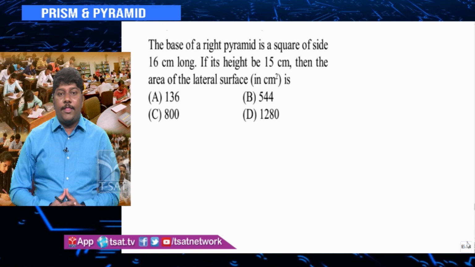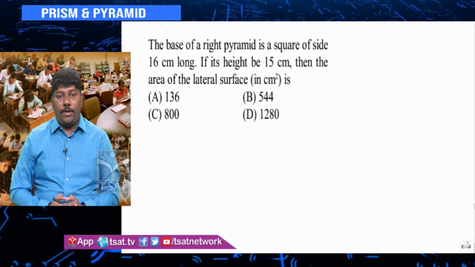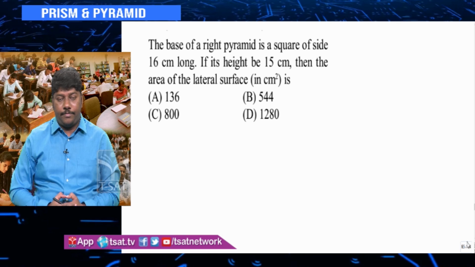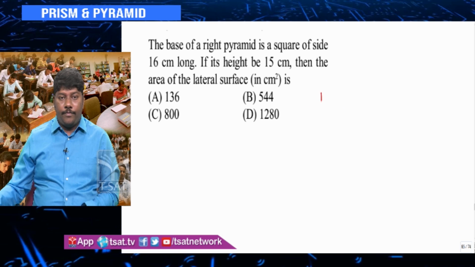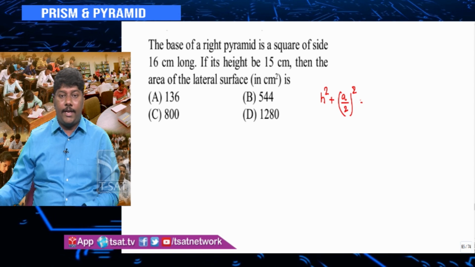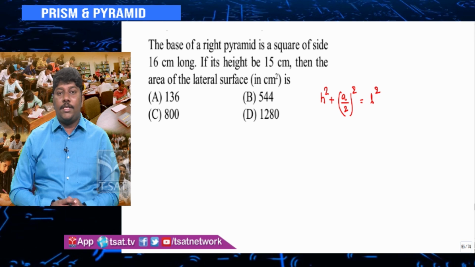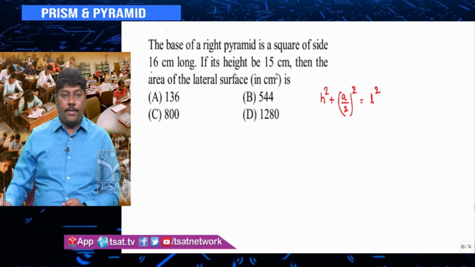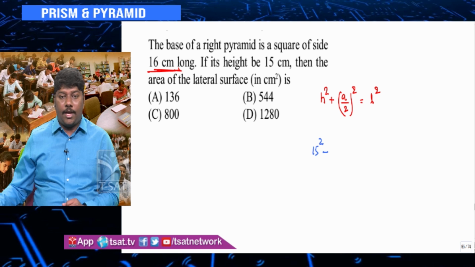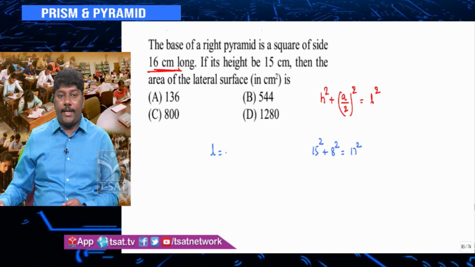Look at the next one. The base of the right pyramid is a square of side 16 centimeter long. If its height is 15 centimeter, find the area of the lateral surface. We know height square plus half of the side square is equal to slant height square, because it forms a right angle triangle. The side of the square is 16, height is 15. 15 square plus half of side, which is 8 square, is equal to 17 square. So indirectly he is saying slant height is 17.